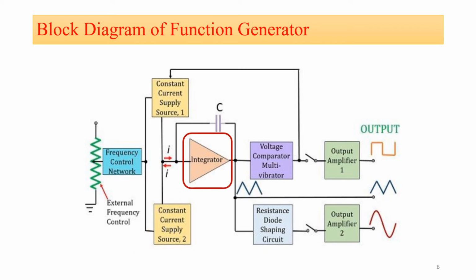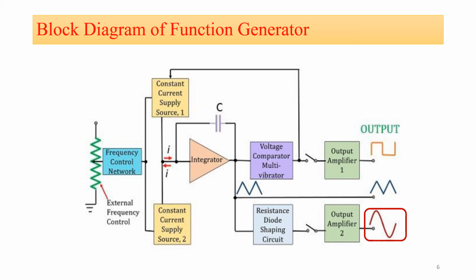Then the output voltage of the integrator is a triangular wave, and the frequency of the triangular waveform is determined by the magnitudes of the current supplied by the upper current source and the lower current source, or the constant current supply 1 and the constant current supply 2. Now to get the square wave, the output of the integrator is passed through the comparator. Then the voltage comparator delivers the square wave output voltage of the same frequency as that of the input triangular waveform.